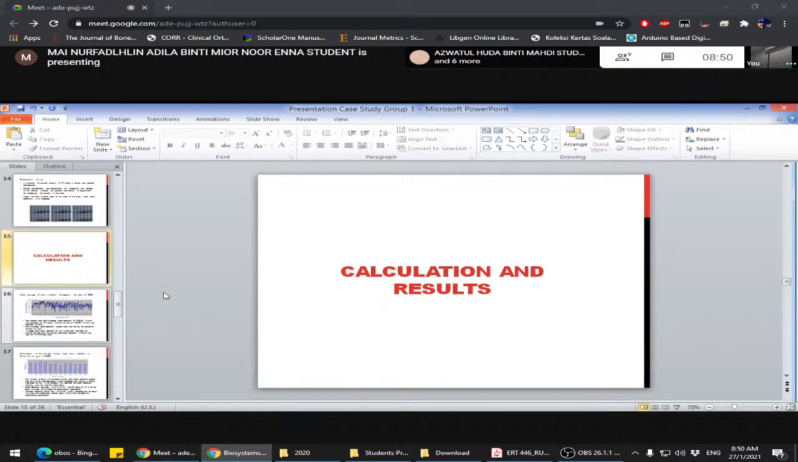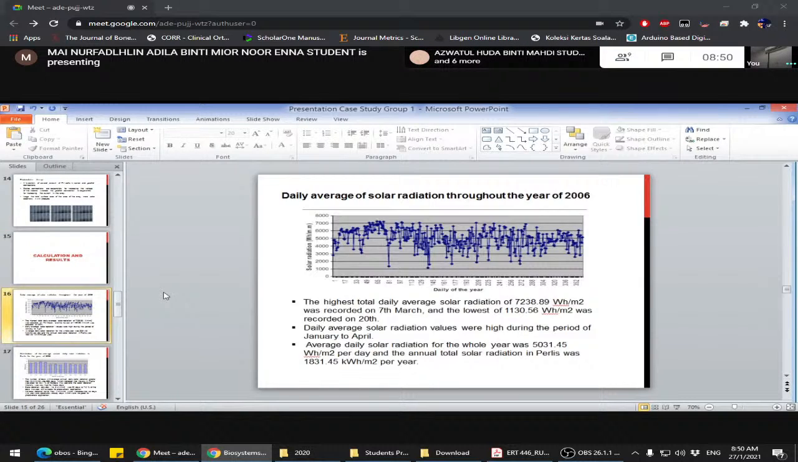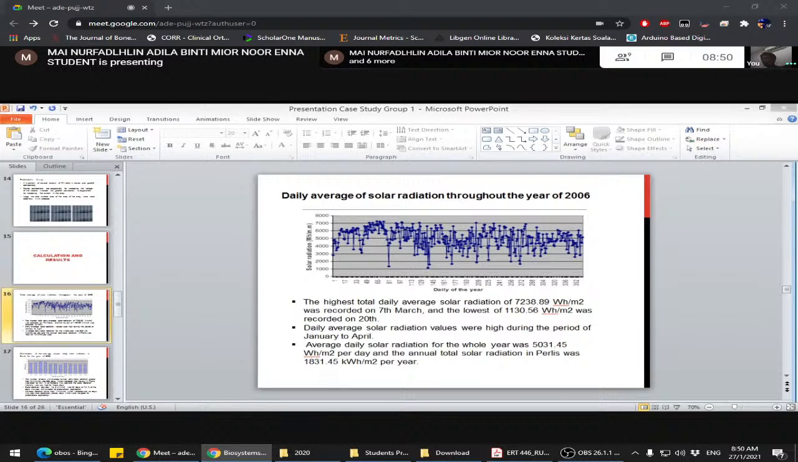Next part is calculation and result. I will be passing this part to my groupmate. Okay, the calculation that we get in the solar radiation in police is the daily average of solar radiation throughout the year of 2006. We get this information in 2006 only.